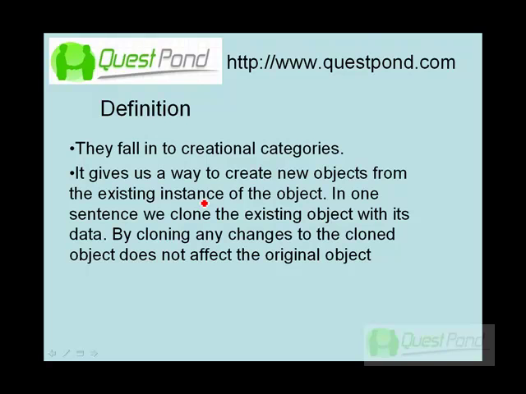Second thing is, prototype pattern gives us a way to create new objects from the existing instance of our object. Let's say that you have some kind of object which you want to clone, and then you want to do some kind of operation on that cloned object. But while doing the operation on the cloned object, you don't want to affect the main or original object. So you can say, this is basically nothing but cloning or xeroxing.